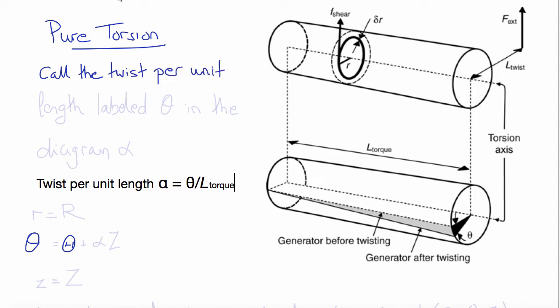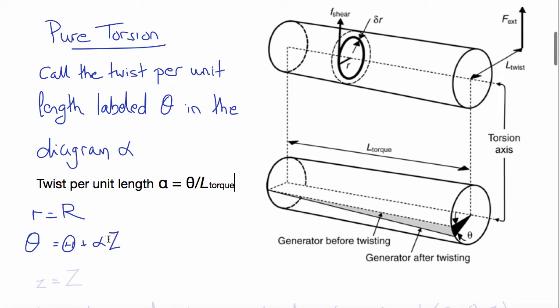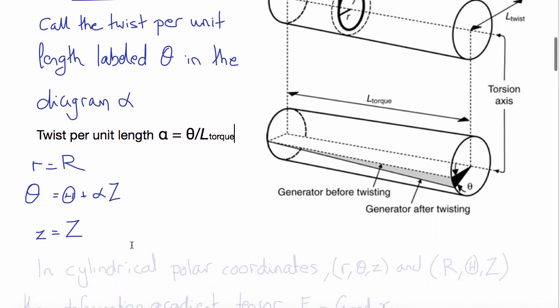So calling the twist per unit length alpha, and writing the displacements in polar coordinates, then the deformed radius will just equal the undeformed radius. Deformed theta will equal undeformed theta plus an increment proportional to the z coordinate times the constant alpha, and then deformed z will equal undeformed z.